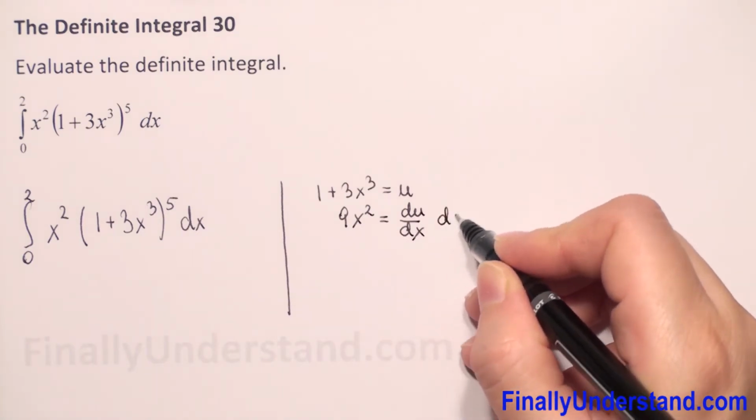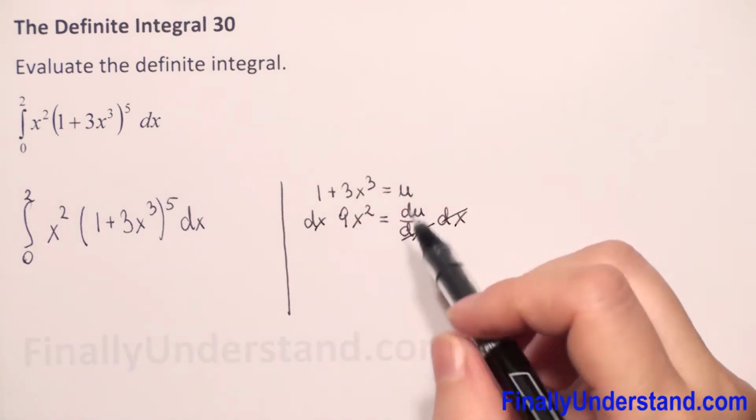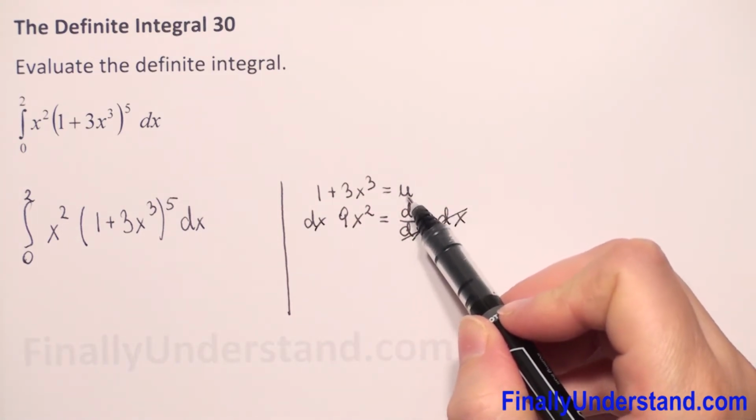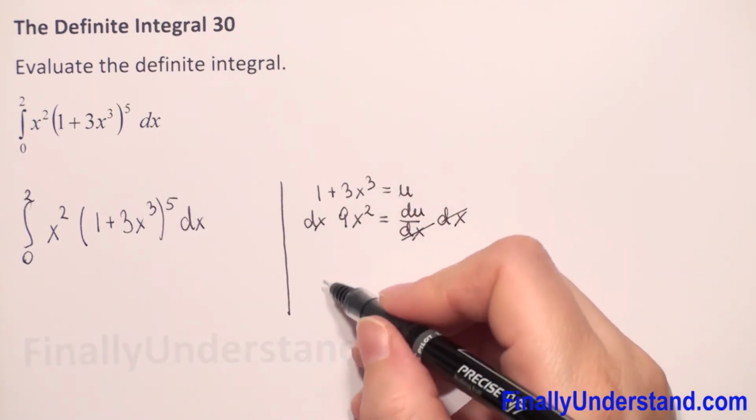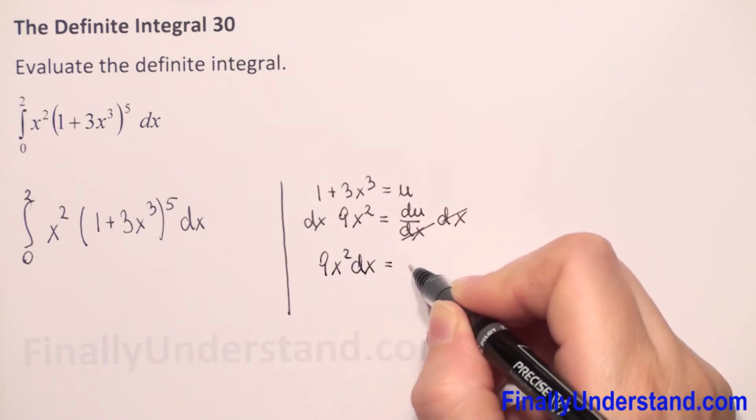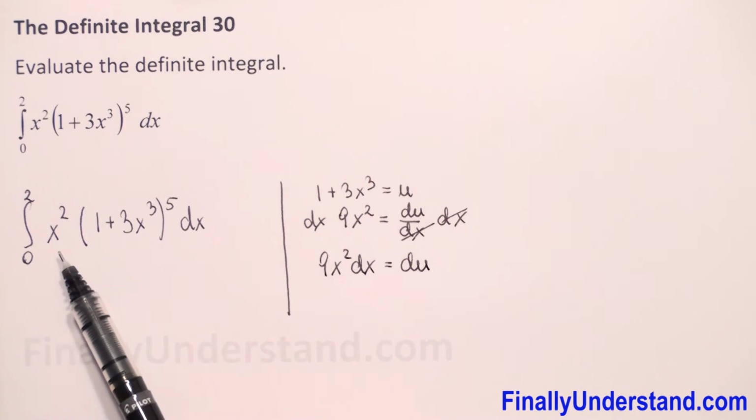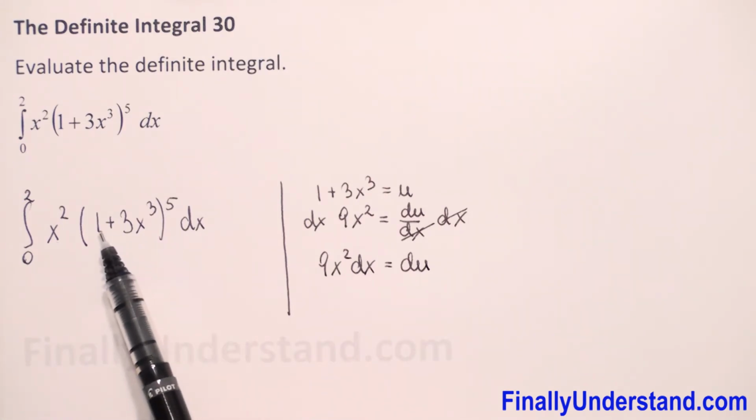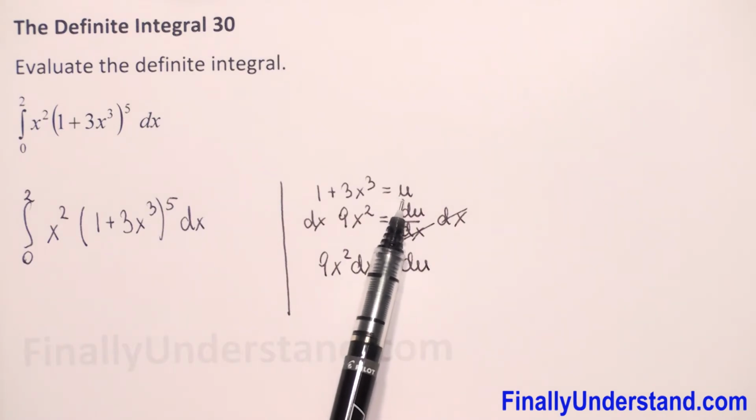Next, I will multiply both sides by dx to clear the denominator, because when you do u substitution, we need to find du. So we have 9x squared dx is equal to du. In this expression, we have x squared dx and 1 plus 3x cubed, which we just put equals u.